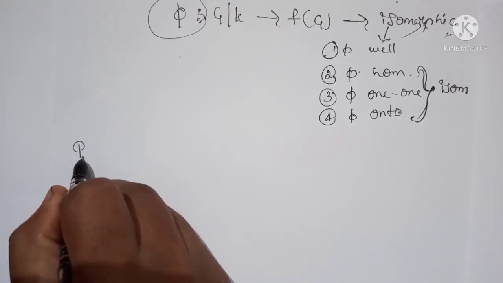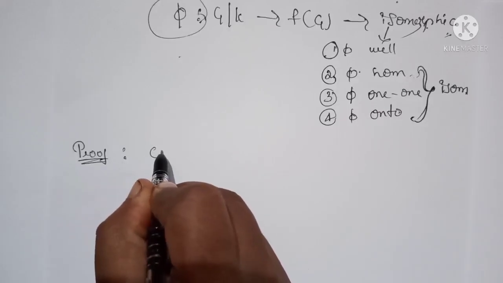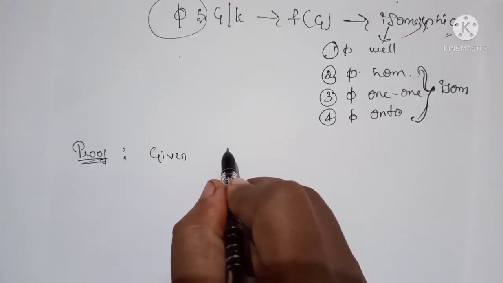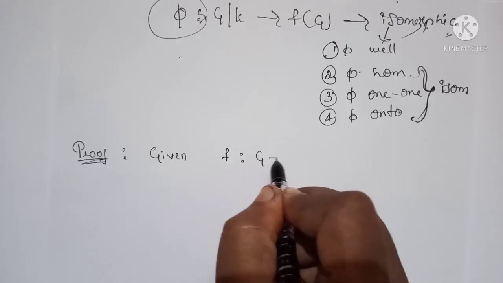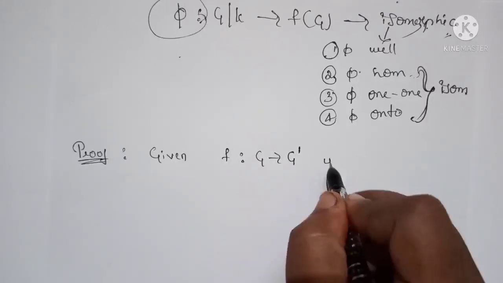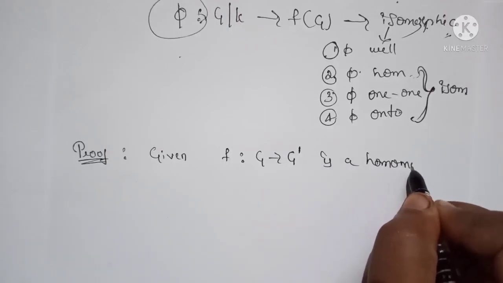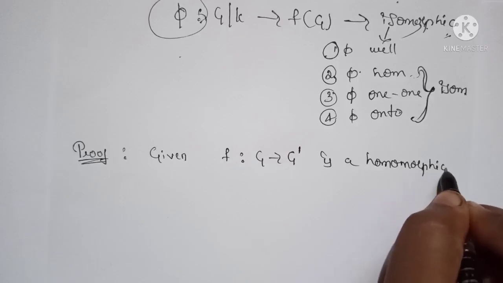Proof. First we write the given: f from G to G' is a homomorphism. Okay, so this is the given thing.